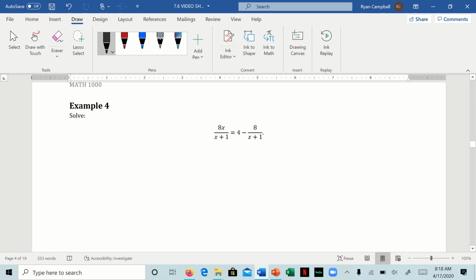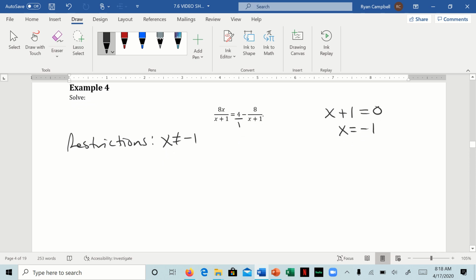All right, number 4. So again, we can put it over 1. So restrictions. So what's going to make the denominator equal to 0? So the denominator of x plus 1, if that equals 0, we would see that x is -1. So x can't be -1, because if it was, the denominator would be 0, right? Alright, then we can see that the least common denominator is just 1 times x plus 1, which is x plus 1.